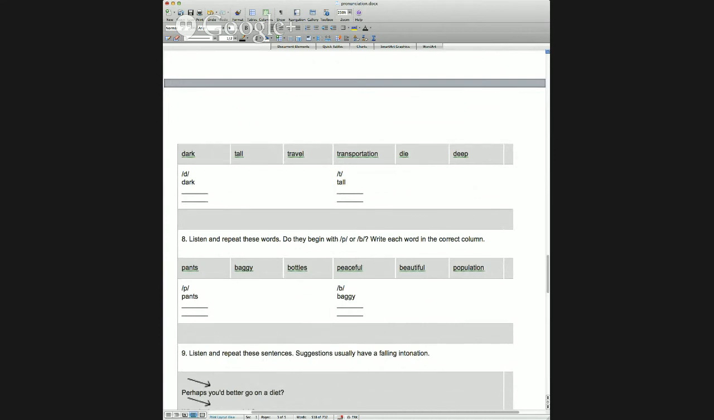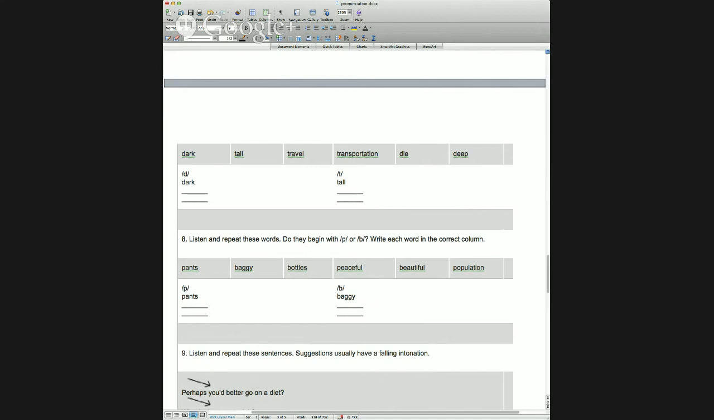All right, so let's practice these sounds first. Okay, so repeat after me. Dark. Tall. Travel. Transportation. Die. Deep.